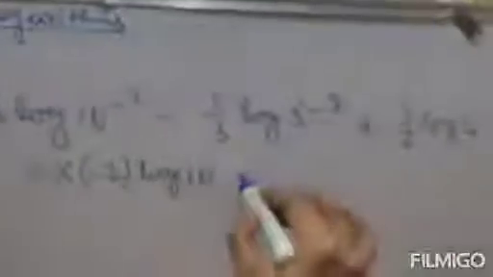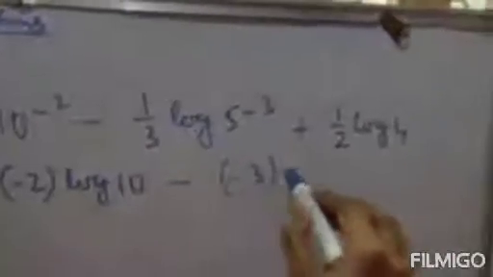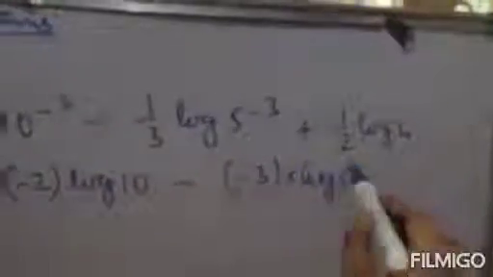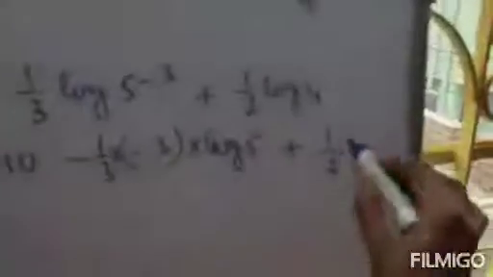So here also apply the power law. So minus 3 is the power. So minus 3 will be multiplied into log 5, and 1 by 3 is already present here, so 1 by 3 will also multiply. Clear?